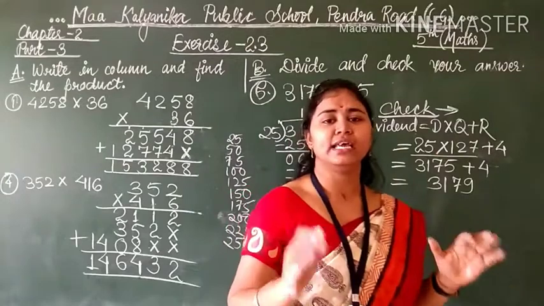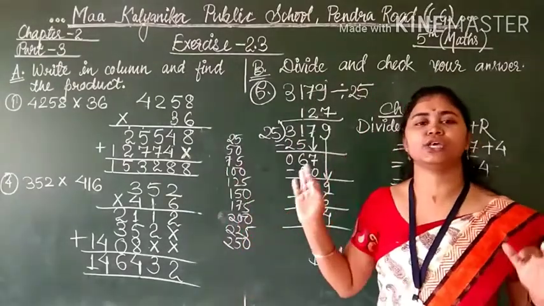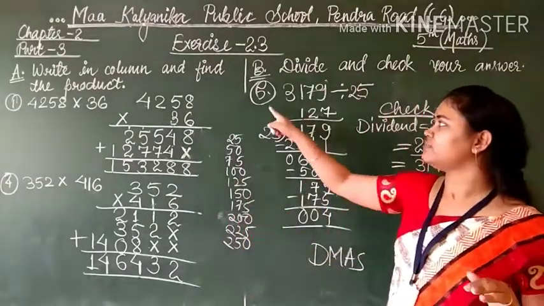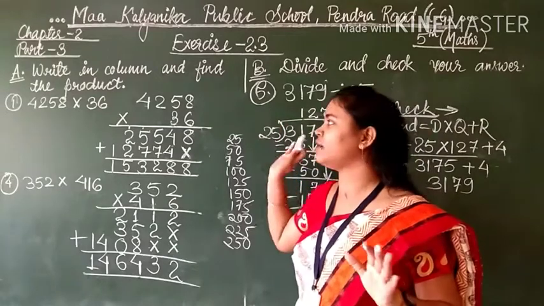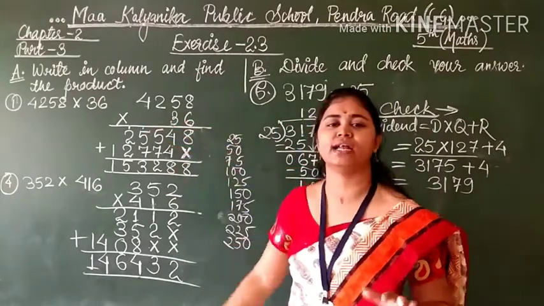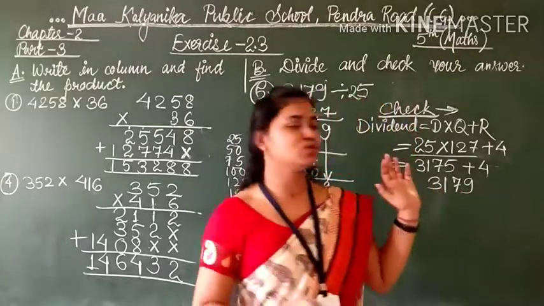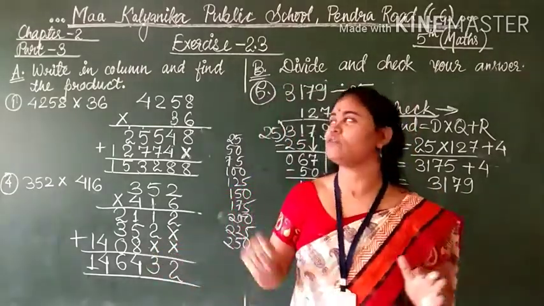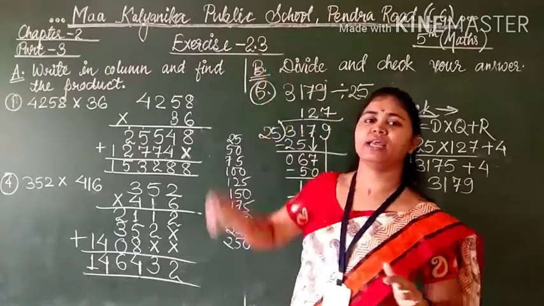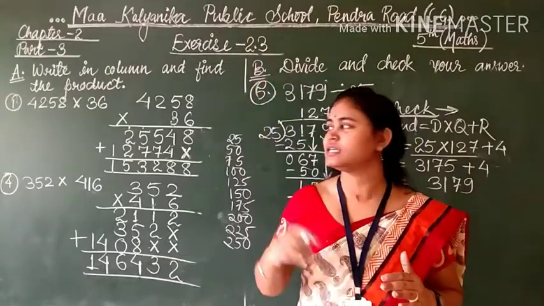So students, in this way you can divide and check your answer. For the rest of the questions, first and fifth I have done for you, rest you have to solve, and here first and fourth I have done for you, rest you have to solve. So students, in this way you have to solve the multiplication and division of exercise 2.3 and just complete this exercise by watching this video.